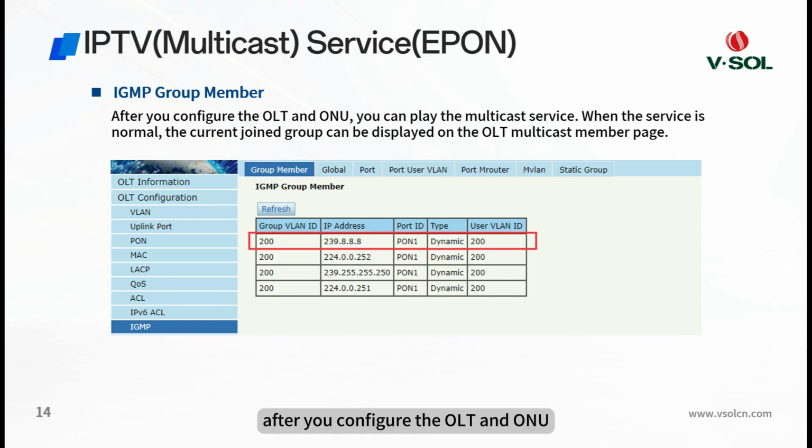After you configure the OLT and ONU, you can play the multicast service. When the service is working, the currently joined group can be displayed on the OLT multicast member page. On this page you can know if the customer's IGMP join packet is received by OLT. Only when the OLT shows the group member in the table, this group multicast will work.